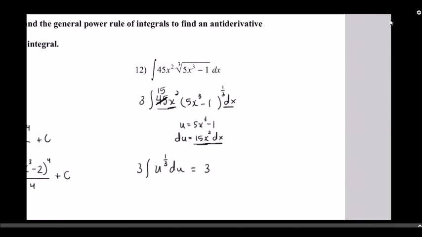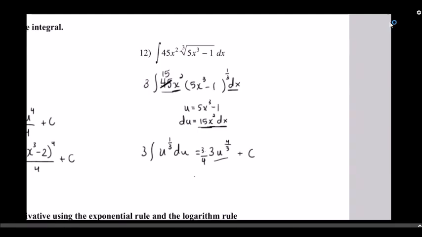And now we use the power rule of integration. We add 1 to the exponent. So 1/3 plus 1 is 4/3. And then we can divide that by 4/3, or we can multiply it by 3/4, plus c. And then 3 times 3/4 is 9/4.